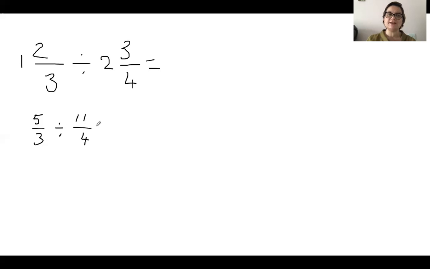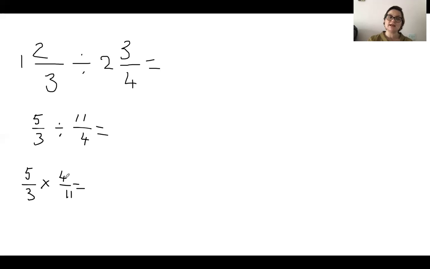11/4. Now we have two fractions, both of them improper fractions, and following the rules of how to divide fractions, we are going to have 5/3 times 4/11. Okay, and then look, is there anything I can simplify? Any common factors? No. So let's go for the multiplication of numerators together and denominators together. And don't forget, that is the rule of how to multiply fractions.